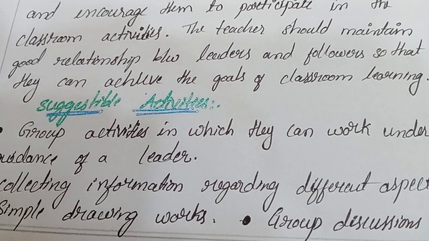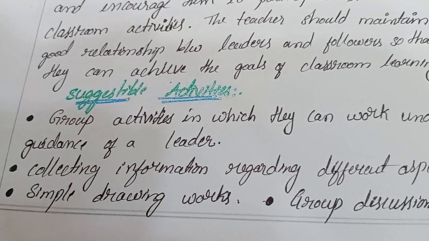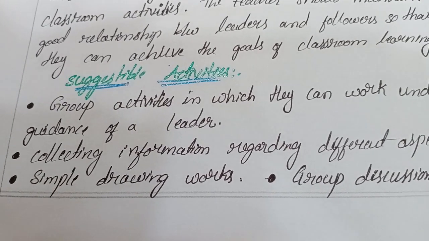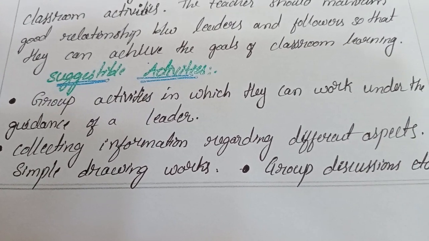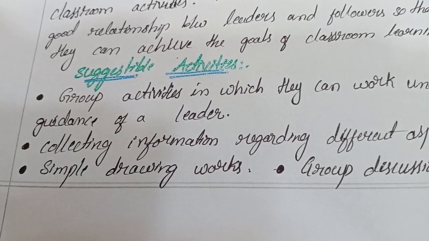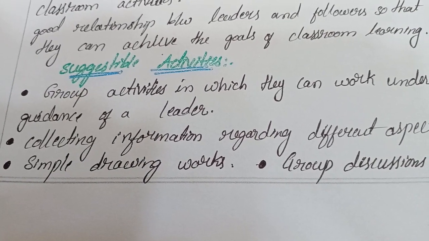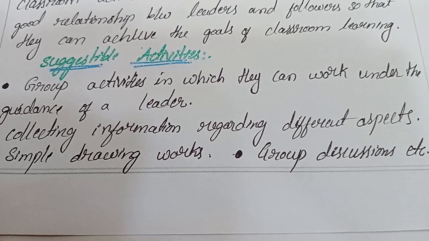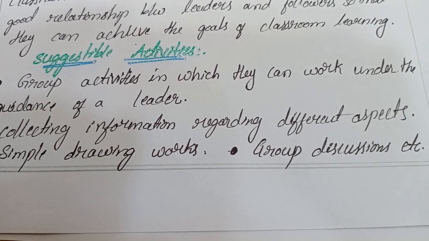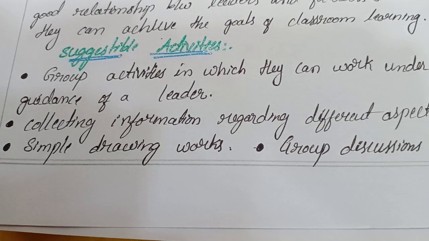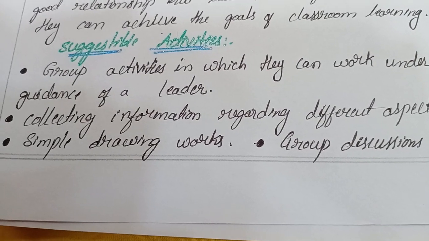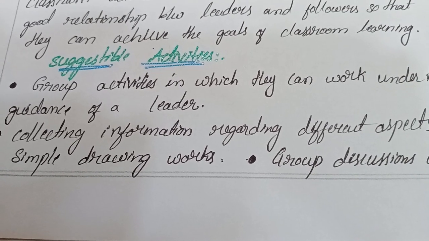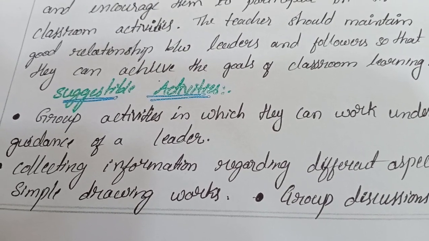Now, what are the suggested activities of the follower? The follower has some activities. What are they? Group activities in which they can work under the guidance of the leaders. They have to conduct some group activities in which the follower works under the guidance of the leader, because he is like a supporter of the leader. That's why she has to follow the guidance of a leader.